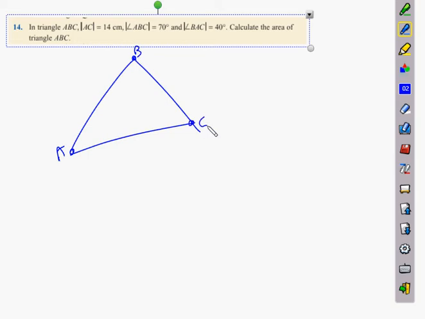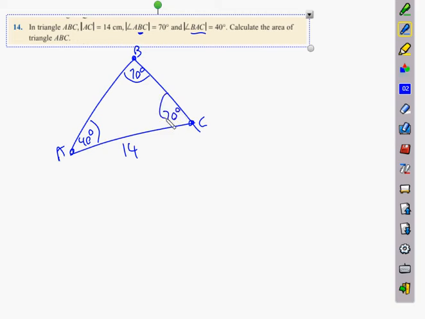Now, what does matter is that A going to C is 14. The triangle ABC, so B is the middle letter, so that makes that one there 70 degrees. The angle BAC is 40. Now, what we can do next is we take the two of them away from 180. We find out what this one here is. We find out that that's 70.